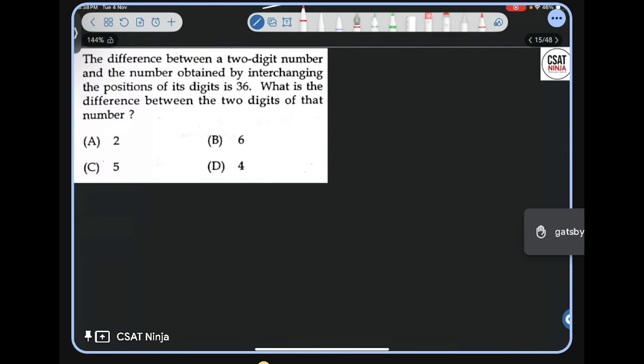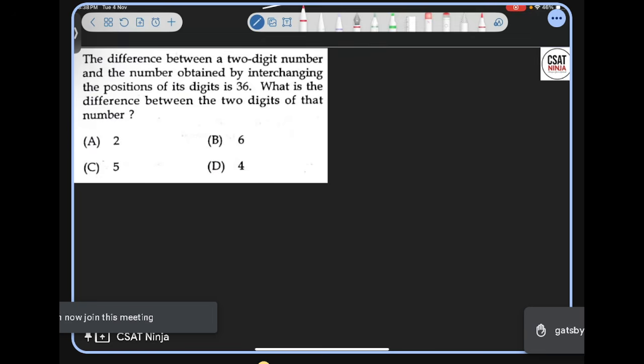Okay, let's go to the next question. The next question is based on algebra, and this is also important, especially for NPSC. I don't think they may ask this one in NSSB, but let's give it a try. The difference between a two-digit number. Before going to this question, let me give you a concept here.